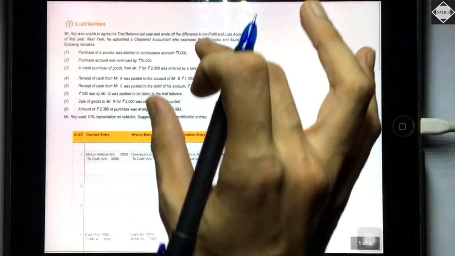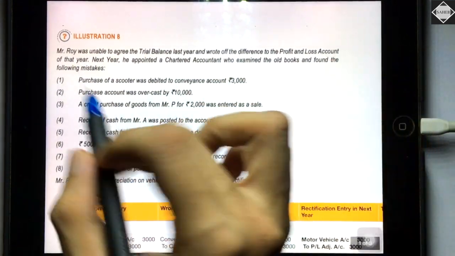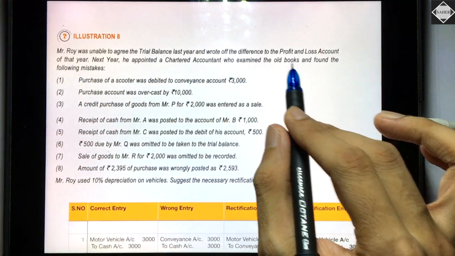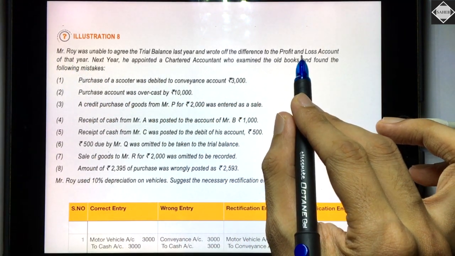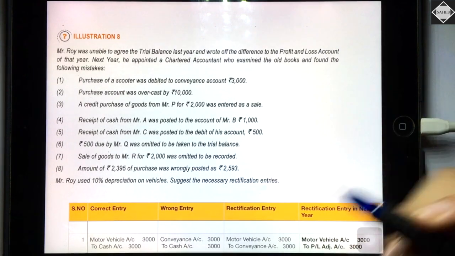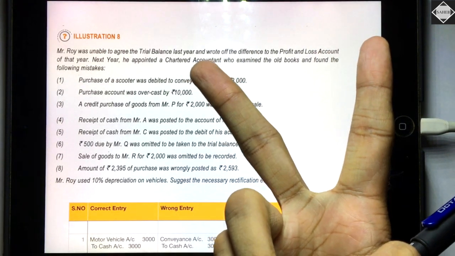In the previous year, what did Mr. Roy do? Mr. Roy doesn't know any accounting or anything. He just took the difference to the profit and loss account. So that is why in the previous year, profit was affected and then the capital account was also affected.